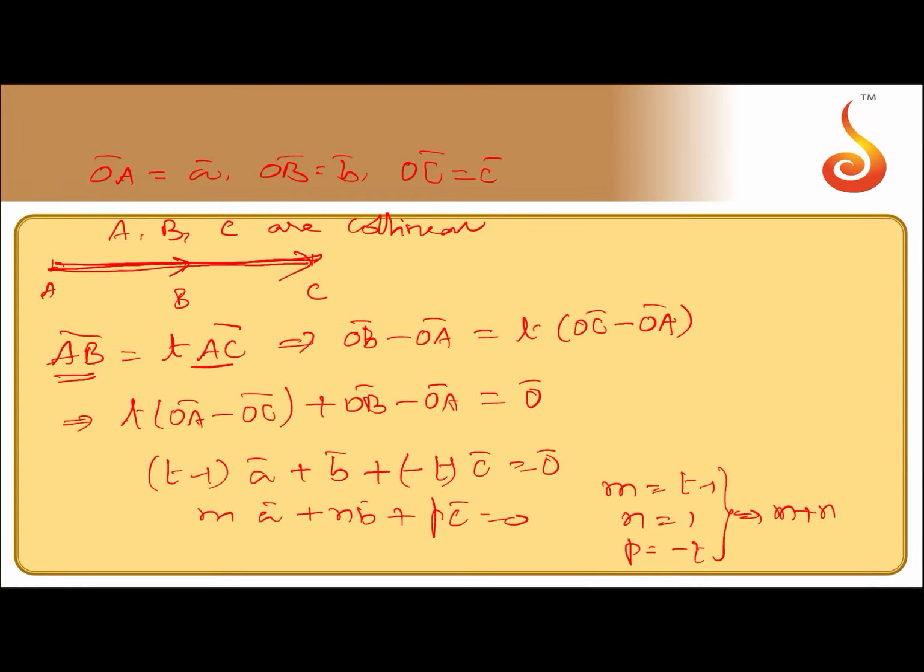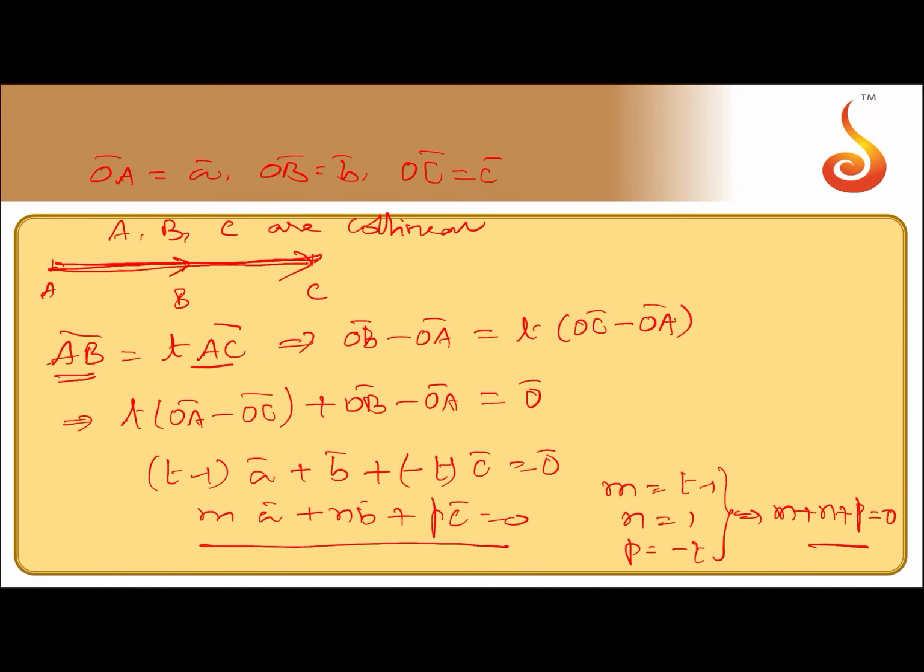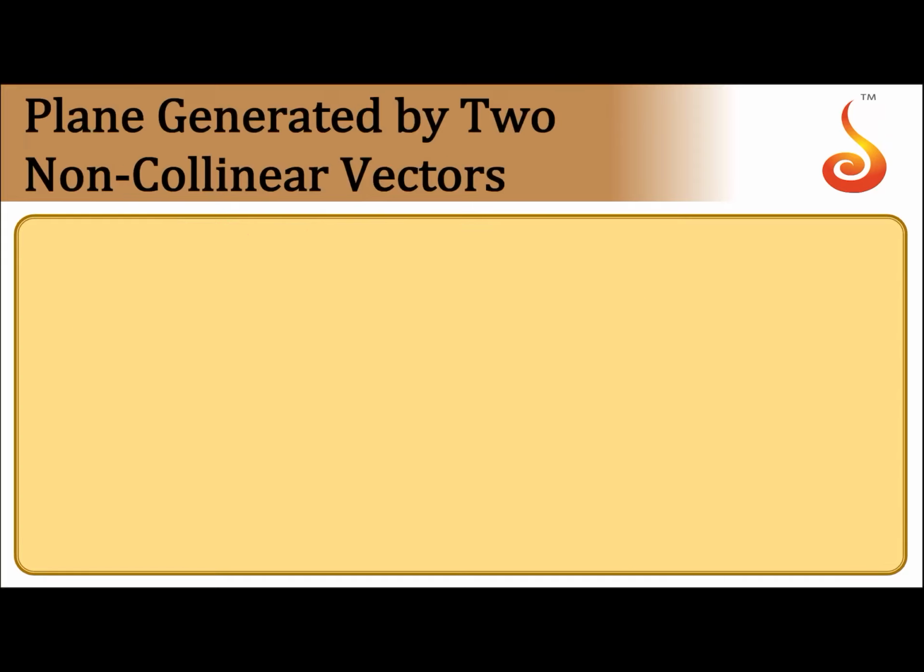Sum of these values m plus n plus p is equal to 0. So you get m A plus n B plus p C is equal to 0, where m plus n plus p is equal to 0. This is also called the necessary and sufficient condition for the 3 points A, B, C to be collinear: there exist scalars m, n and p such that m A plus n B plus p C is equal to 0, with m plus n plus p equal to 0.